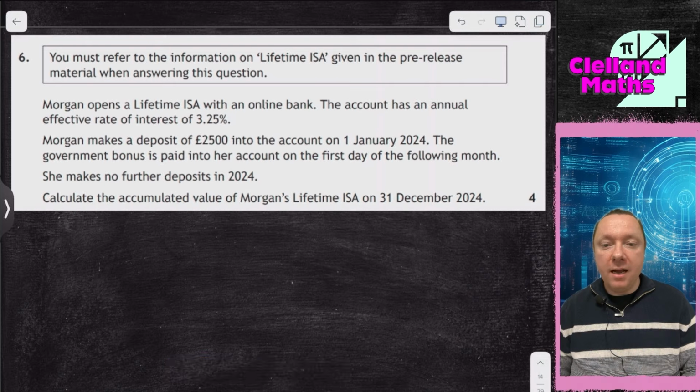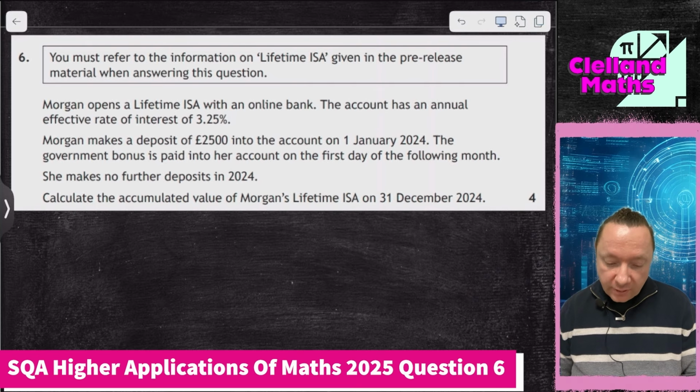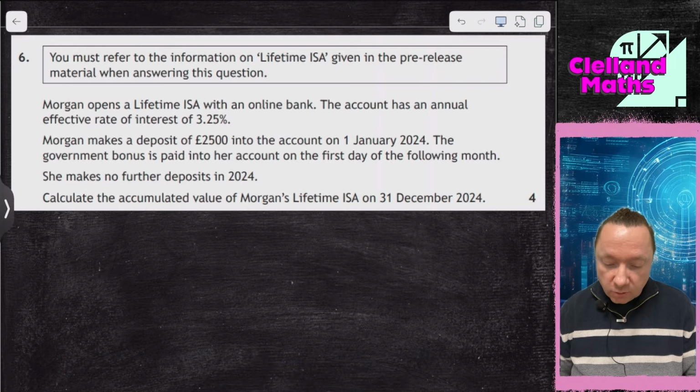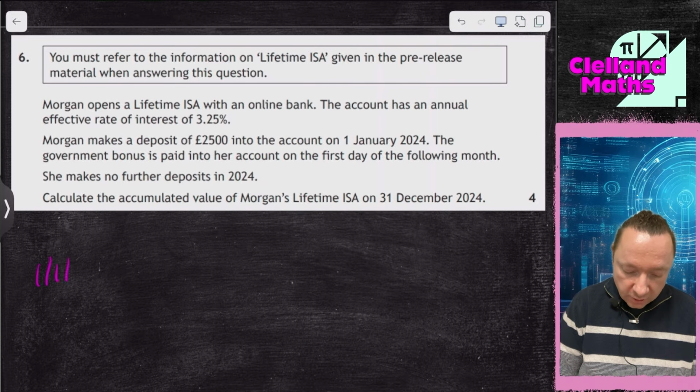And we're done there. Higher Applications of Maths 2025 question 6. You must refer to information on lifetime ISA given in the pre-release. Morgan owns a lifetime ISA with a Berlin bank. The online account has an effective rate of interest of 3.25%. Morgan makes a deposit of $2,500 into her account on the 1st of January 24.